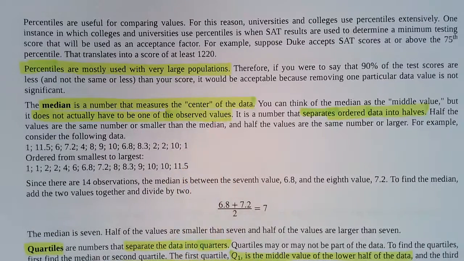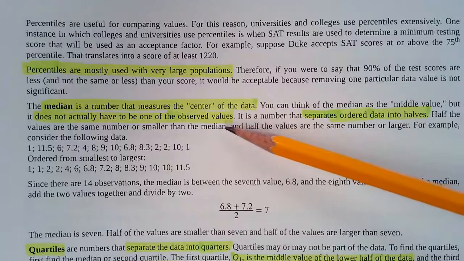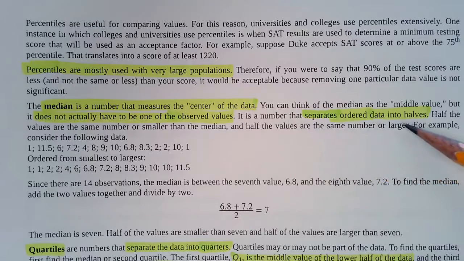Okay, so it's the middle value, and it does not have to be one of the observed values. Okay, it's just the middle of your data, and it's going to separate your data into two halves. So 50% of your data is going to be to the left of the median, and 50% of the data is going to be to the right of the median.